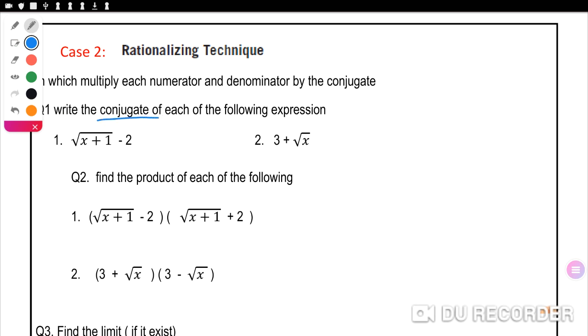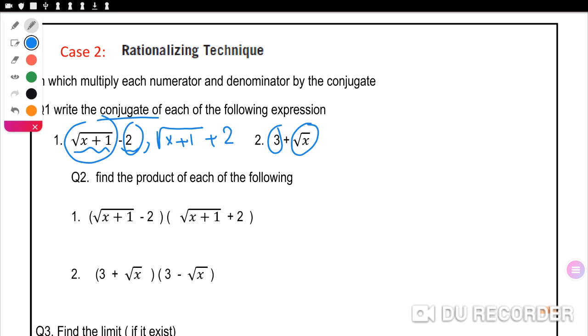The conjugate of this expression will be the same expression, but I change the sign between the radical and the number. Root x plus 1: I keep the first term, and that is the second one, plus 2. That is the meaning of conjugate. In this case, I keep both of these terms as they are and change the sign between them.